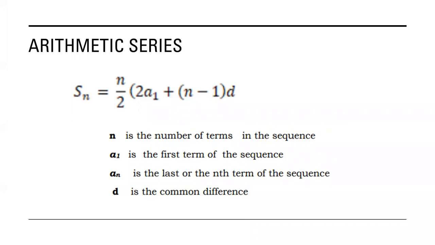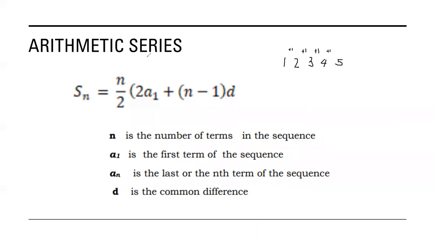Pero ano natin ha? Sulat natin. 1, 2, 3, 4, 5. This is an arithmetic sequence. Kasi may common difference sila na 1, positive 1. So 1 plus 1, 2 plus 1, 3 plus 1, 4 plus 1, 5. So this is a clear arithmetic sequence.